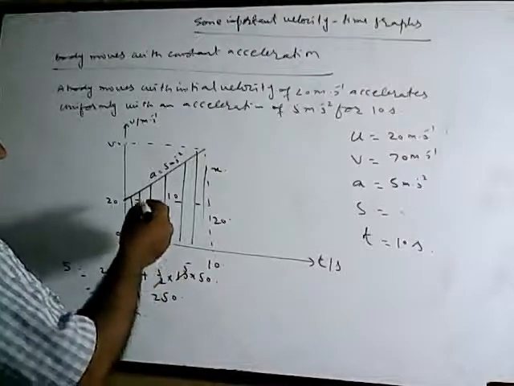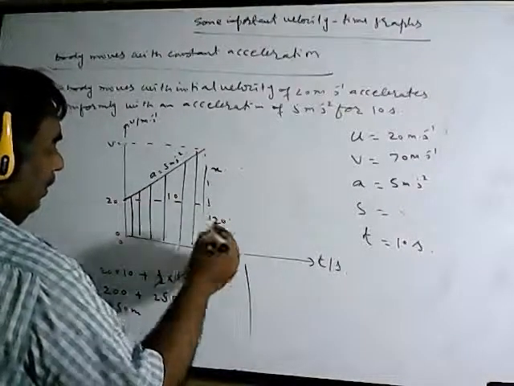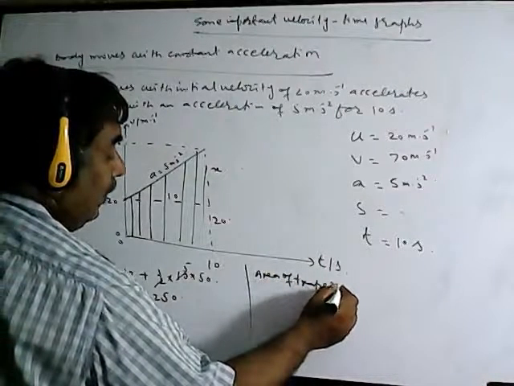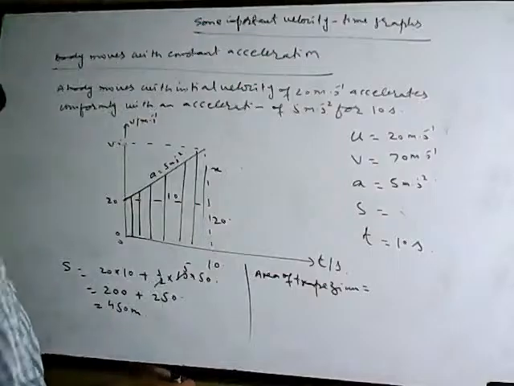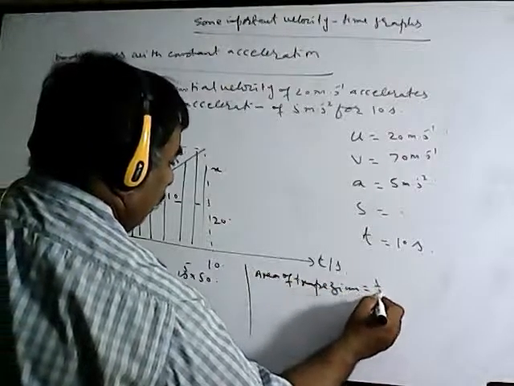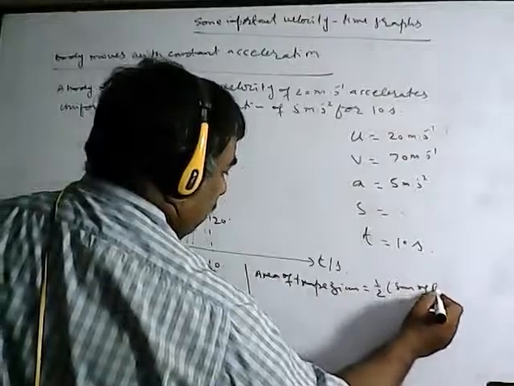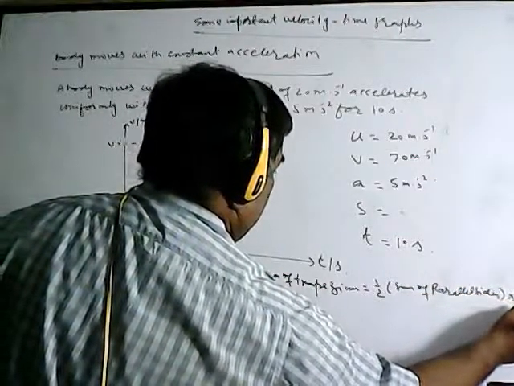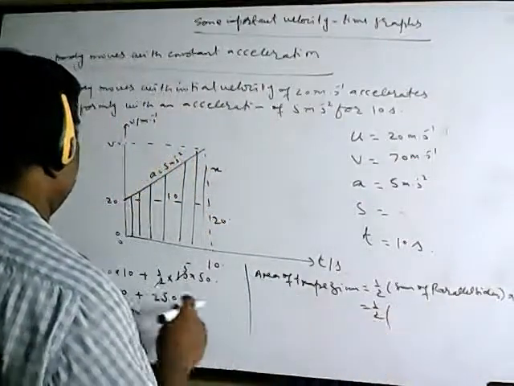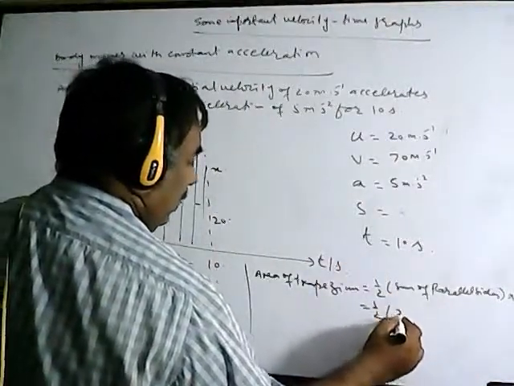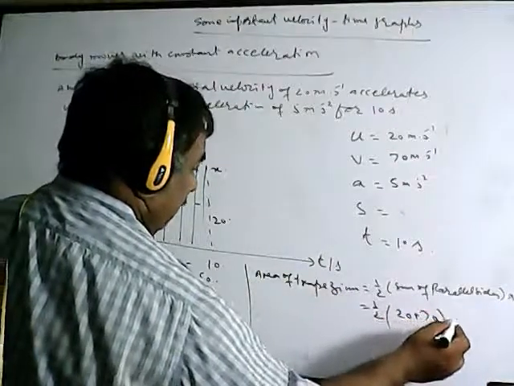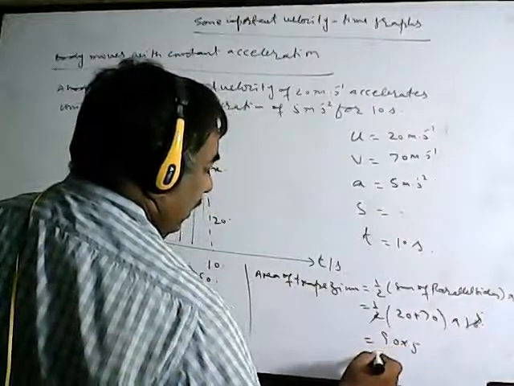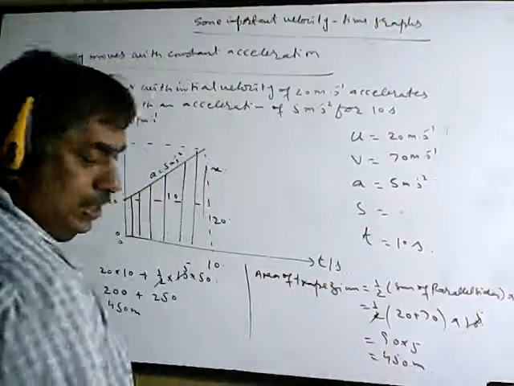Another method: you can calculate the area of this trapezium. Area of a trapezium is always equal to 1 upon 2 sum of parallel sides into height. So it's 1 upon 2 sum of parallel sides. This is 20 and this is 70. So again 20 plus 70, and the height is 10. This is 5 times 90, which is again the same value, 450 meters. So this is another method.